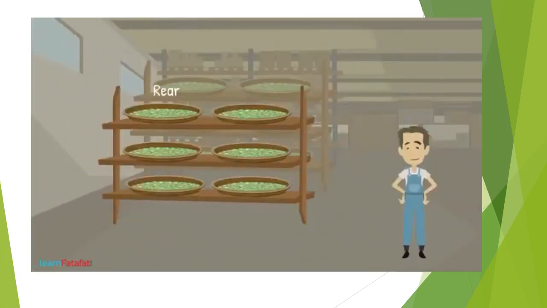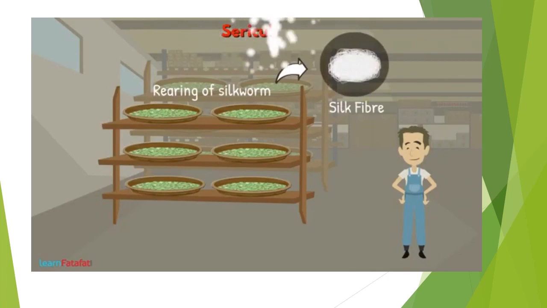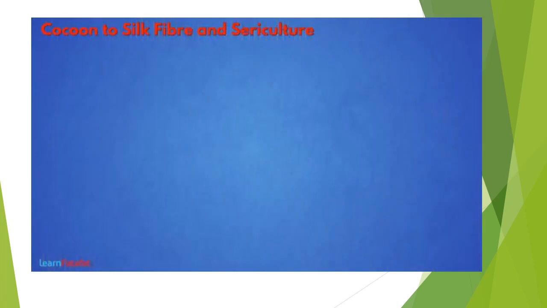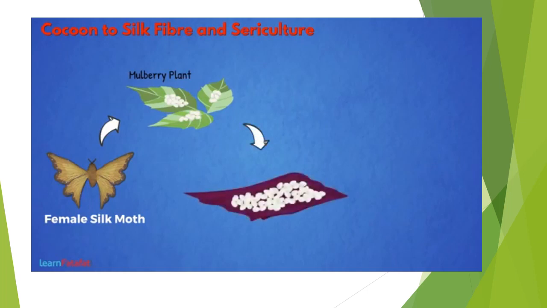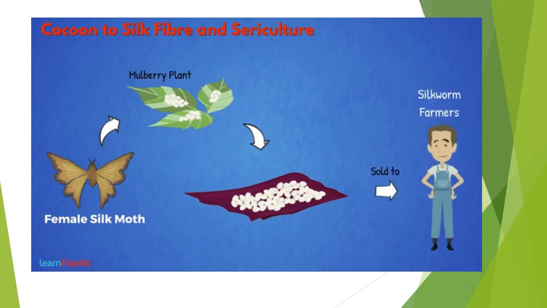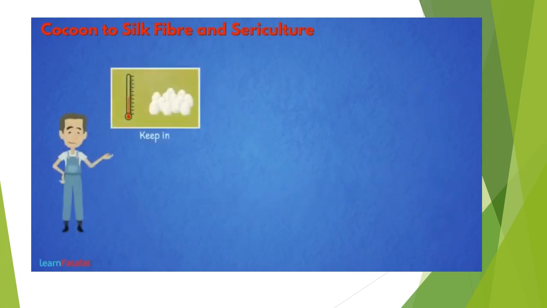Basically, the rearing of silkworm to obtain silk fiber is called sericulture. The people who practice sericulture are called silkworm farmers. A female silk moth lays hundreds of eggs at a time. These are stored on a strip of cloth or paper carefully and sold to silkworm farmers. They keep these eggs in favorable conditions.